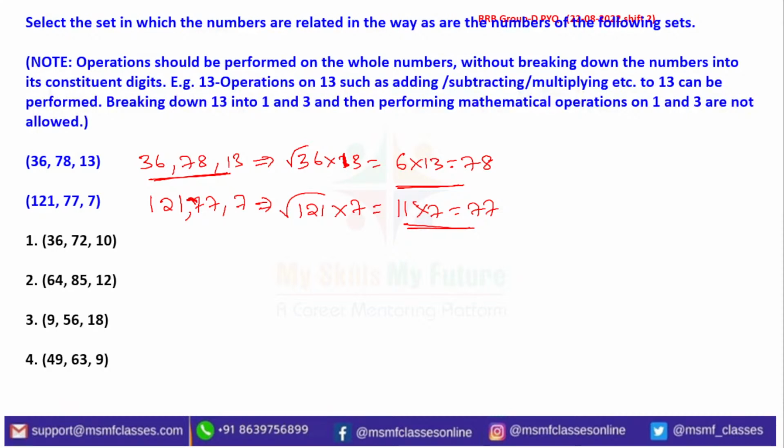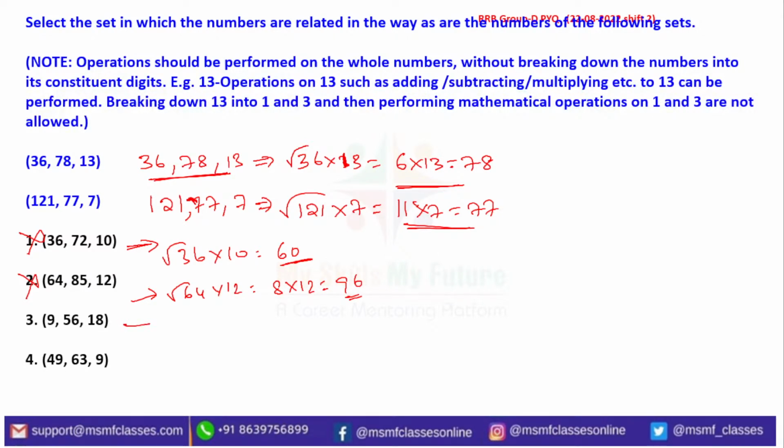In option 1, root 36 into 10, we get 60. This is not the correct answer, so option 1 is wrong. See the next option. Root 64 into 12: 8 into 12 we get 96, but here 85 is there. So this is also wrong.